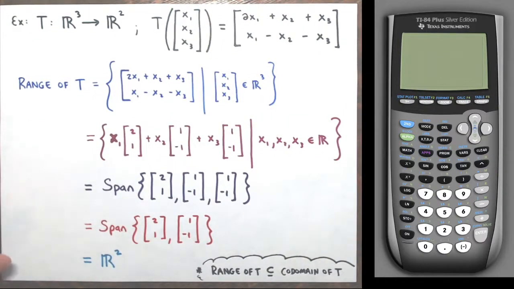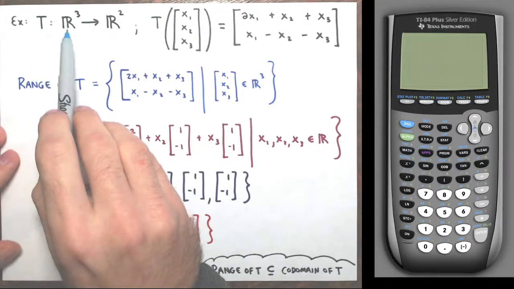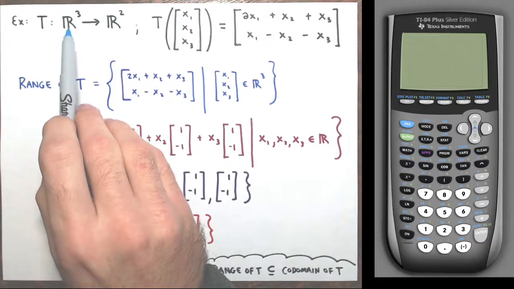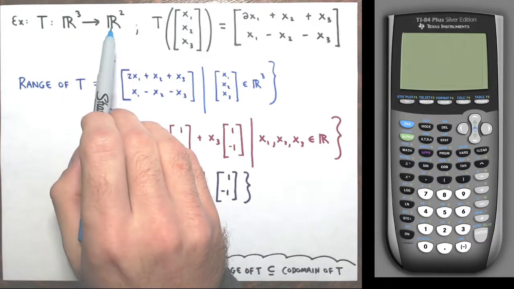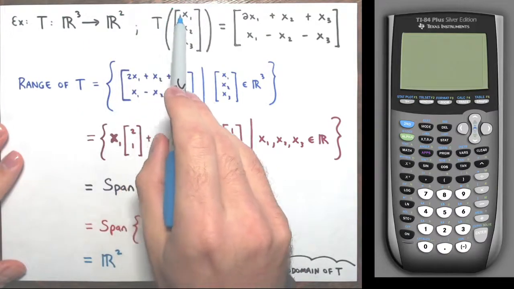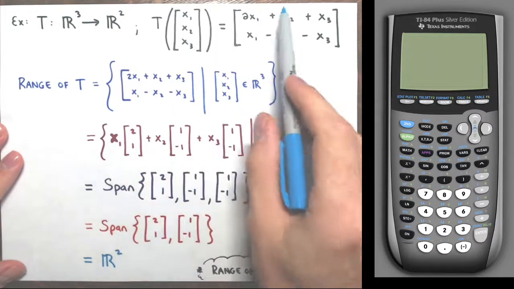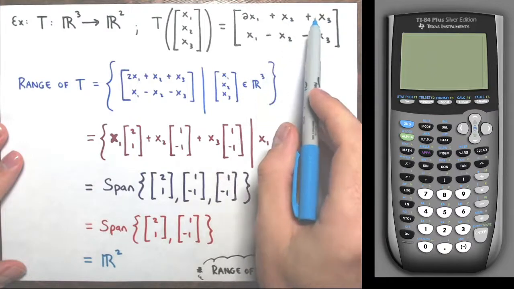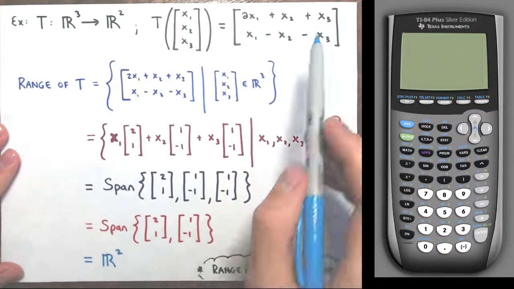All right, so my last example here is a transformation from R3 to R2. So my input vectors are vectors with 3 components. My outputs are going to be vectors with 2 components. And I have it set up here, t of x1, x2, x3, this vector from R3, is equal to this vector with 2 components, where I take 2x1 plus x2 plus x3 for the first component, and then x1 minus x2 minus x3 for the second component.